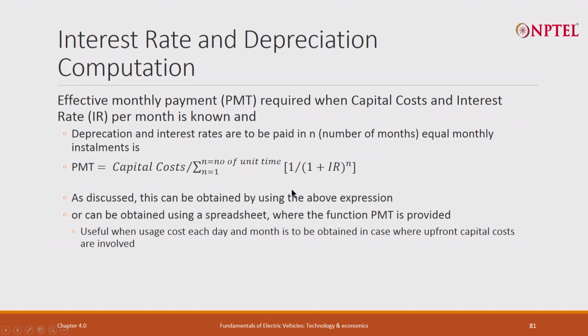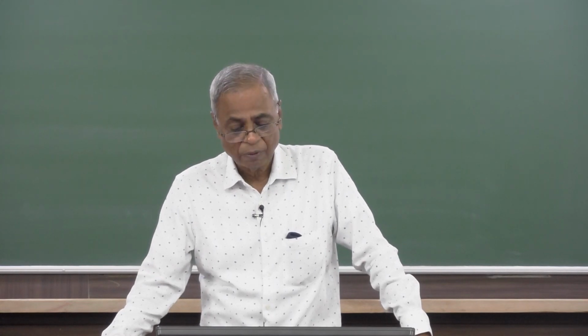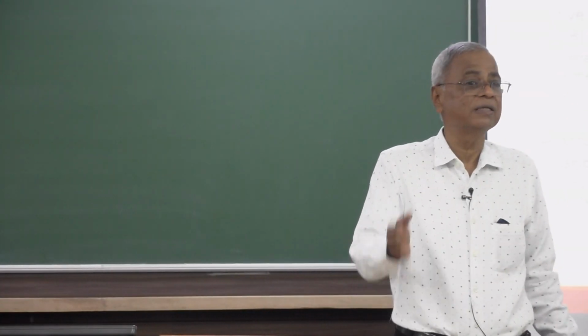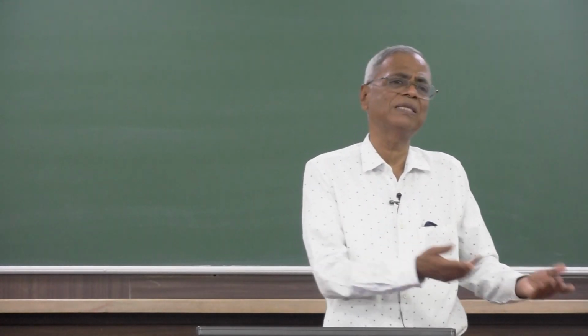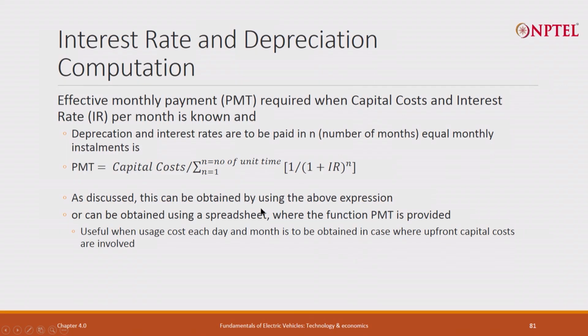You don't need to calculate yearly, you can calculate monthly costs. Suppose you have 60 months, or even 55 months. So n will go from 1 to 55, and you put the interest rate per month, which you get by taking the interest rate per year divided by 12. I am going to give you a homework problem; you should use this, and you get the same thing if you use the PMT formula. So you can use either of them. As discussed, this can be used by using the above expression or by the spreadsheet using PMT. Useful when usage cost each day and month is to be obtained in cases where upfront capital costs are involved.